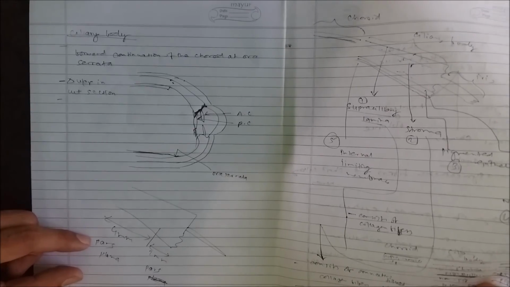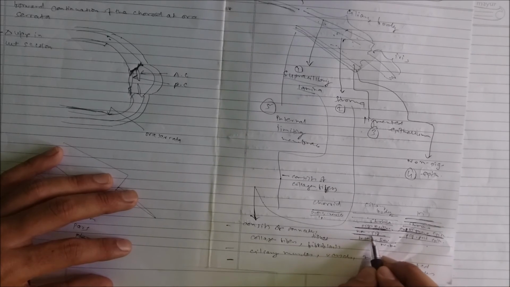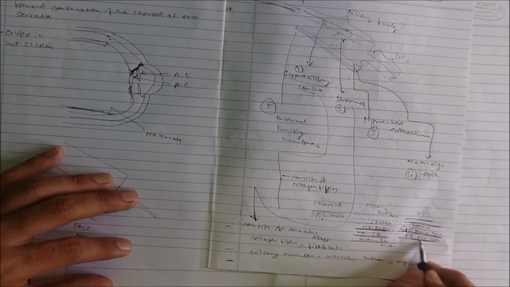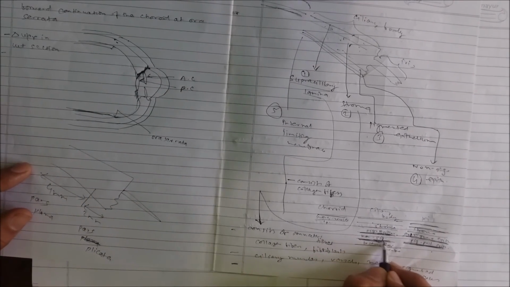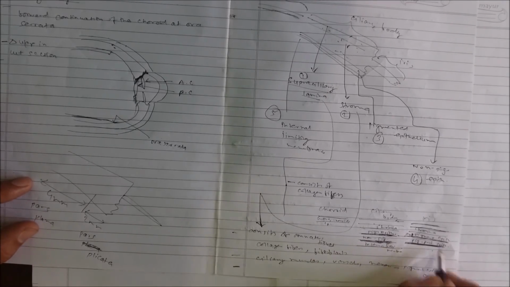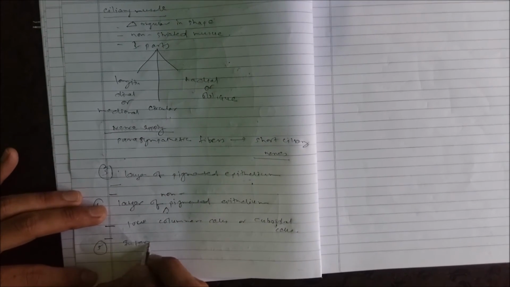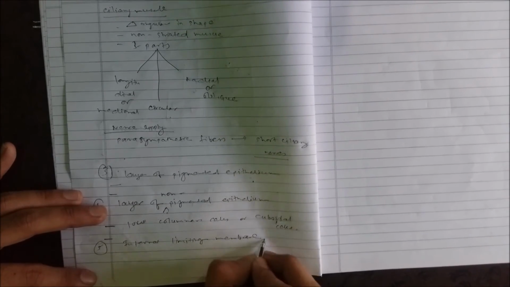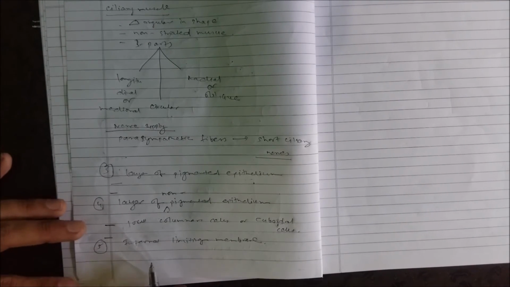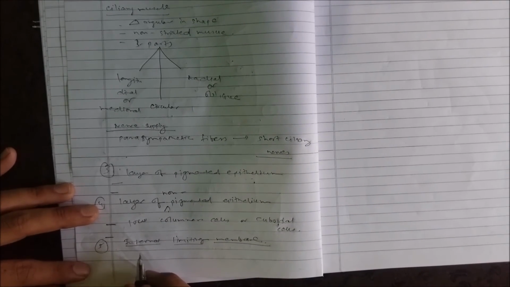You can see here the non-pigmented layer is continuous with the pigmented posterior epithelial layer of the iris. So the fourth layer of the ciliary body is continuous with the fourth layer of the iris. That's the point. Now let's come to the fifth point, and that is the internal limiting membrane. It's nothing but the forward continuation of the internal limiting membrane of the retina.